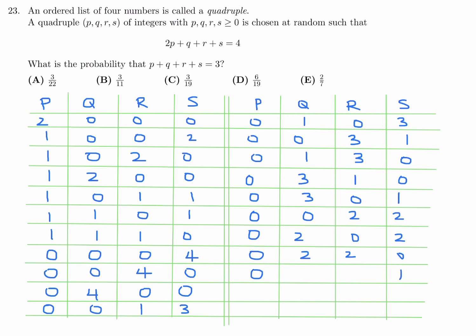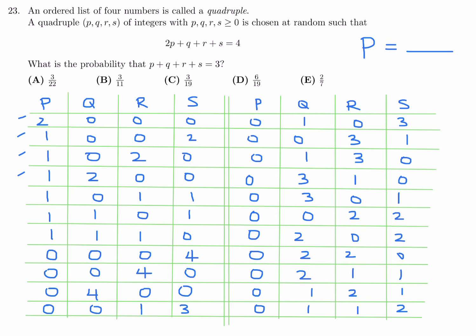So if you have 1, 1, 2, like that. 1, 2, 1, and finally 1, 1, 2. So this takes care of all the possible values for PQRS that satisfy that. So we have to figure out a probability. So the denominator of a probability is the total number of cases. So how many do we have?